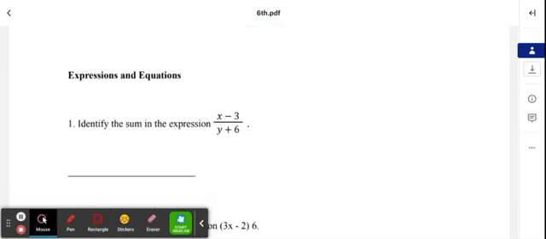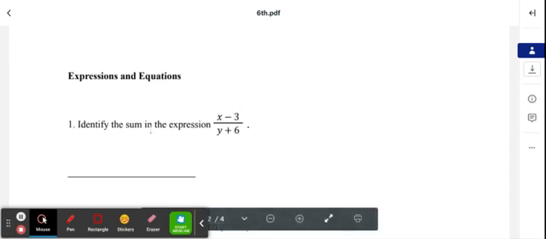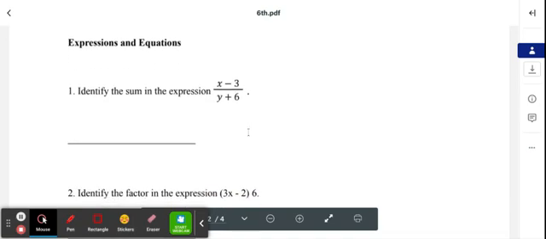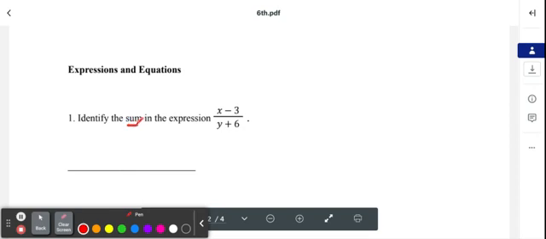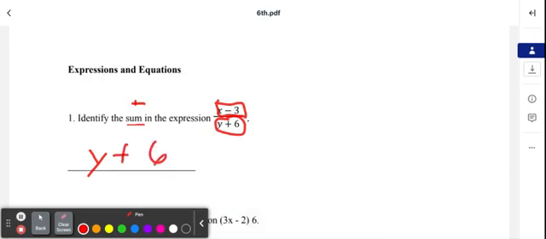On to the next section, which is expressions and equations. Identify the sum in the expression x minus 3 over y plus 6. It's asking to find the sum. The keyword here is sum, as in addition sign, as in plus. This would be the sum. Over here, x minus 3 is the difference. But what they're asking for is the sum, so the answer is y plus 6.